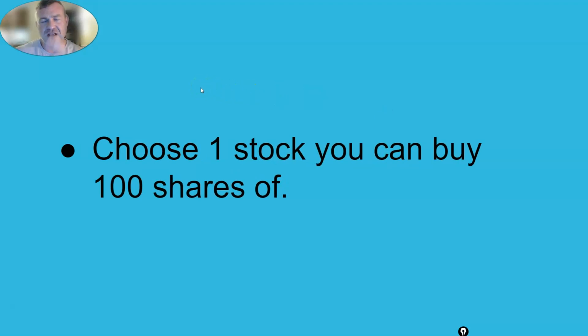Now, as a beginner into the stock and stock options world, I want you to choose one, not 10, not 50, not 5, not 3, not 4, only one number. One. Choose one stock that you can buy 100 shares of. Why 100 shares? Because stock options work in increments of 100 shares. So you need to pick a stock that you can buy at least 100 shares of.